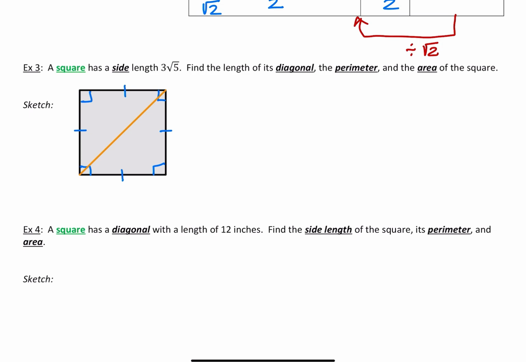All right, so the given information is that this square has a side length of 3 root 5. So let's go ahead and put it at least one spot. You don't have to put it on all of the sides because we do know they're already marked equal. So there you have a side length. All right, and then they want to know what is the length of that diagonal, what is the perimeter, and then what is the area of the square itself. All right, so let's examine this.